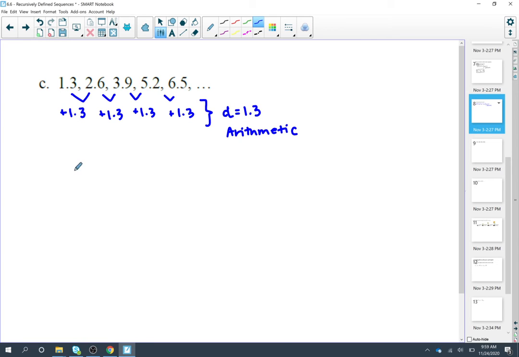So once again, a sub n equals whatever number you're trying to find. Take the number before it and add 1.3. That's it.